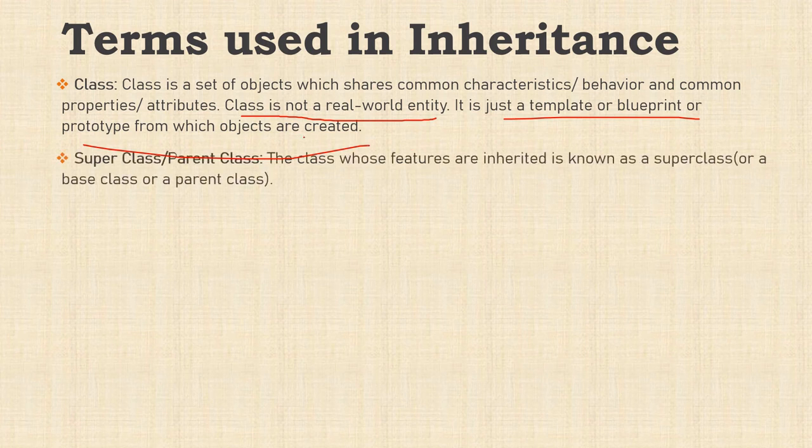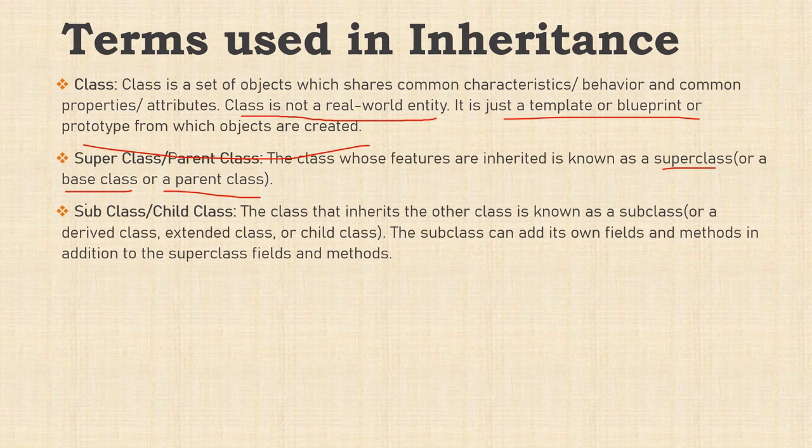Next, superclass and parent class. The class whose features are inherited is known as the superclass, or a base class, or a parent class. So don't be confused: superclass, parent class, and base class are all the same. Then subclass or child class: the class that inherits the other class is known as a subclass, derived class, extended class, or child class. All of these are the same.